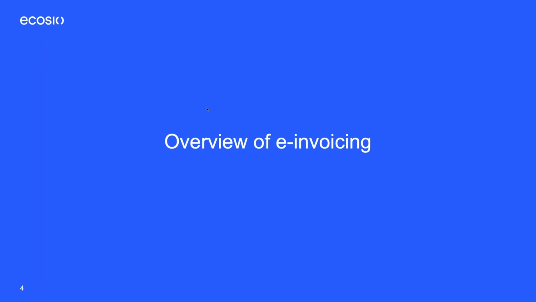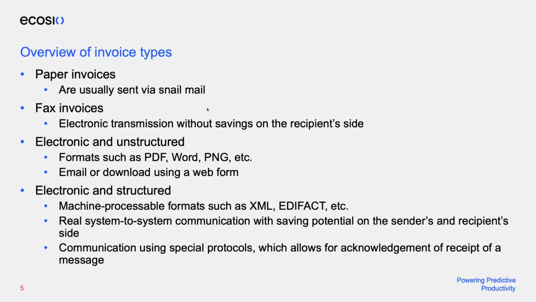In general, what is e-invoicing all about? Well, we have to start by examining what paper types or invoice types we actually have. And I guess the most important one are paper invoices. Usually they are sent via snail mail from a sender to a receiver, and typically no cost savings occur there. Further elevation of the paper invoice would be a fax invoice, where the electronic transmission occurs using the fax system, and the savings are only on the recipient side.